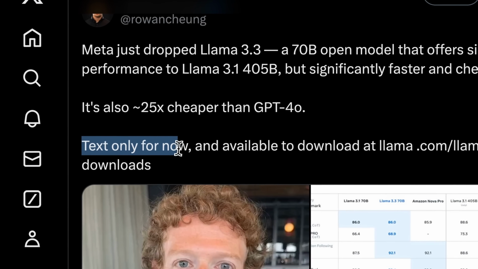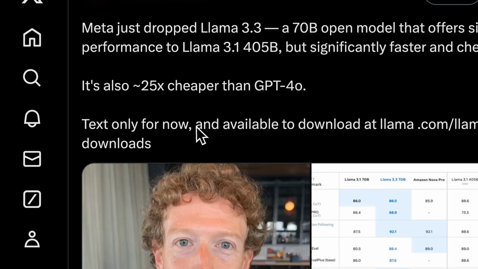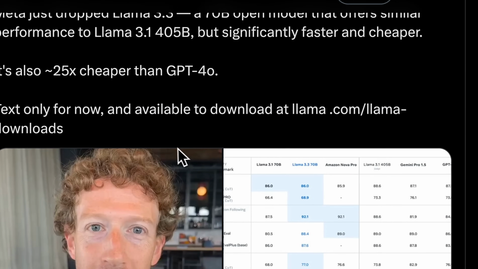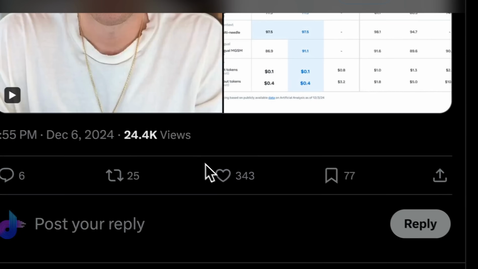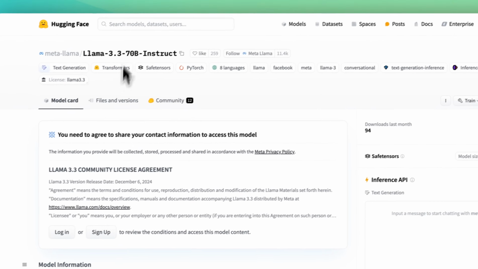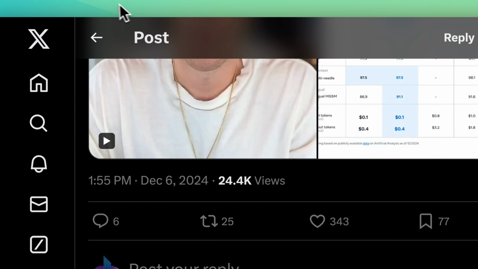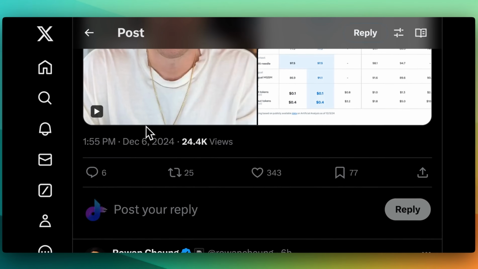Right now, it is text only, and it is available for download at llama.com/llama-downloads. You can also find this on Hugging Face as well. I'll put the links to all of the tweets as well as all of the links that I'm showing you within the description of the video.